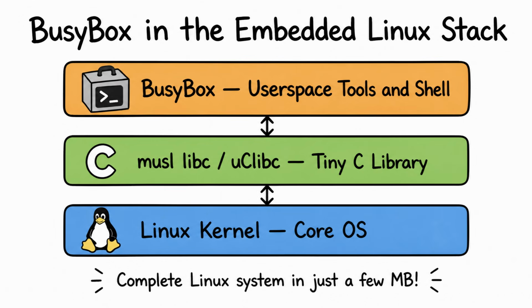Now, let's zoom out and understand where Busybox fits in the overall embedded Linux software stack. At the bottom, you have the Linux kernel. That's the core of the operating system. Above that, you have a C library. For embedded systems, this is often musl C library or uClibc instead of the full glibc because, again, size matters. And then on top of that, you have Busybox providing your user space tools and shell. These three layers, kernel, tiny C library, Busybox, give you a complete, fully functional Linux system in just a few megabytes. It's engineering elegance at its finest.